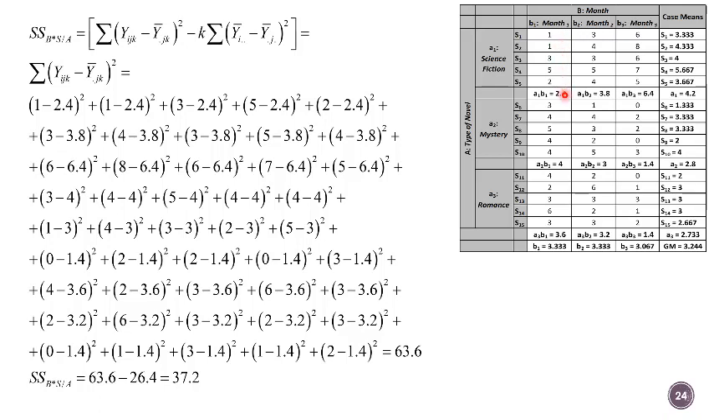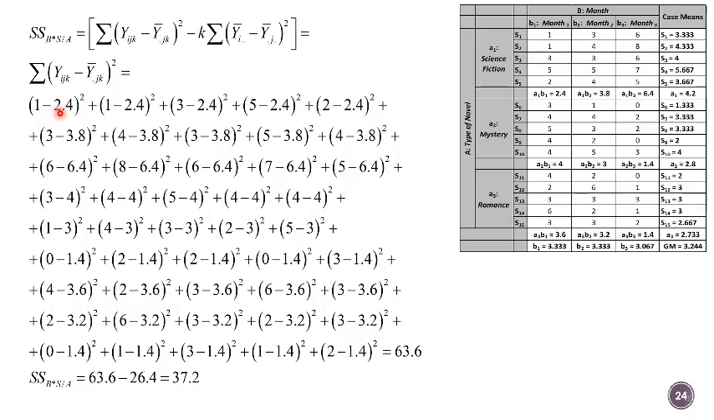Right, subtract out the group mean, the cell mean. So that's why it's going 1, 1, 1, 3, 5, 2. 1, 1, 3, 5, 2. 3, 4, 3, 5, 4. 6, 8, 6, 7, 5.